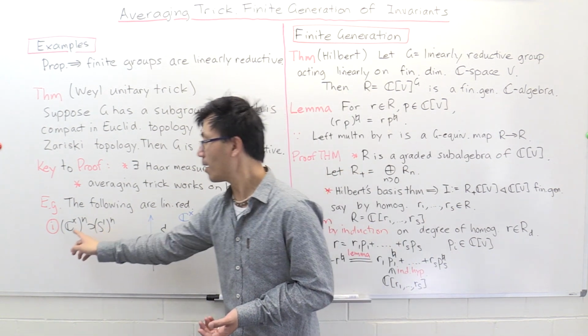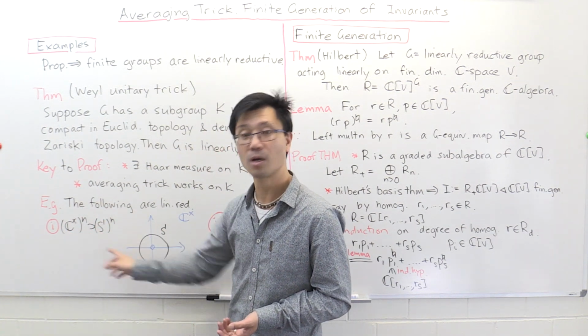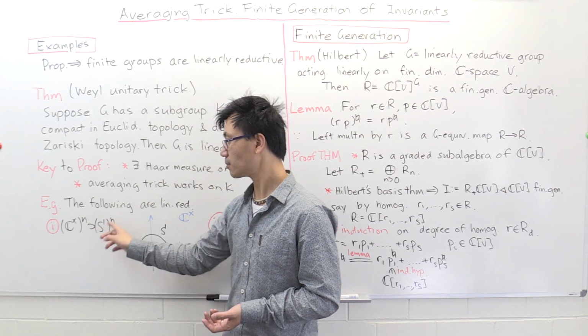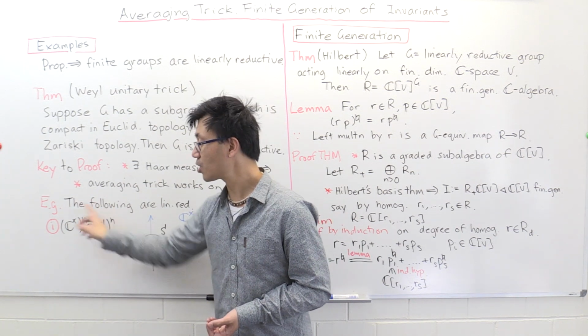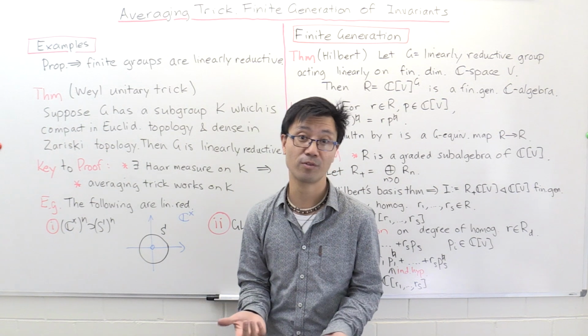So here, more generally in C cross to the n, S1 to the n, this is a compact group, okay? It's an n-dimensional torus inside here. It's a compact group that sits inside here, and it's Zariski dense, and that tells you that this here is a linearly reductive group, okay? So we have a nice Reynolds operator for it.